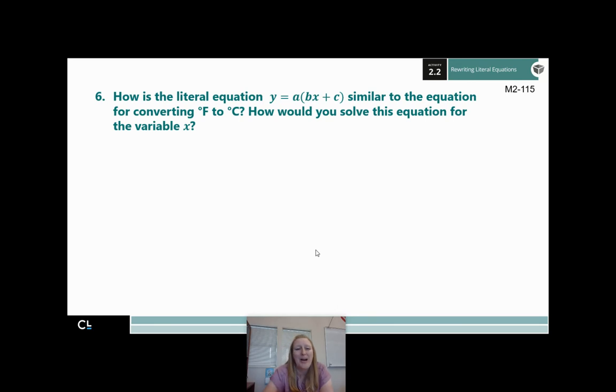Go ahead and hit pause. Try this out. It's okay if you get it wrong. Just try it out and then hit play when you're ready to check your work and get a little help.